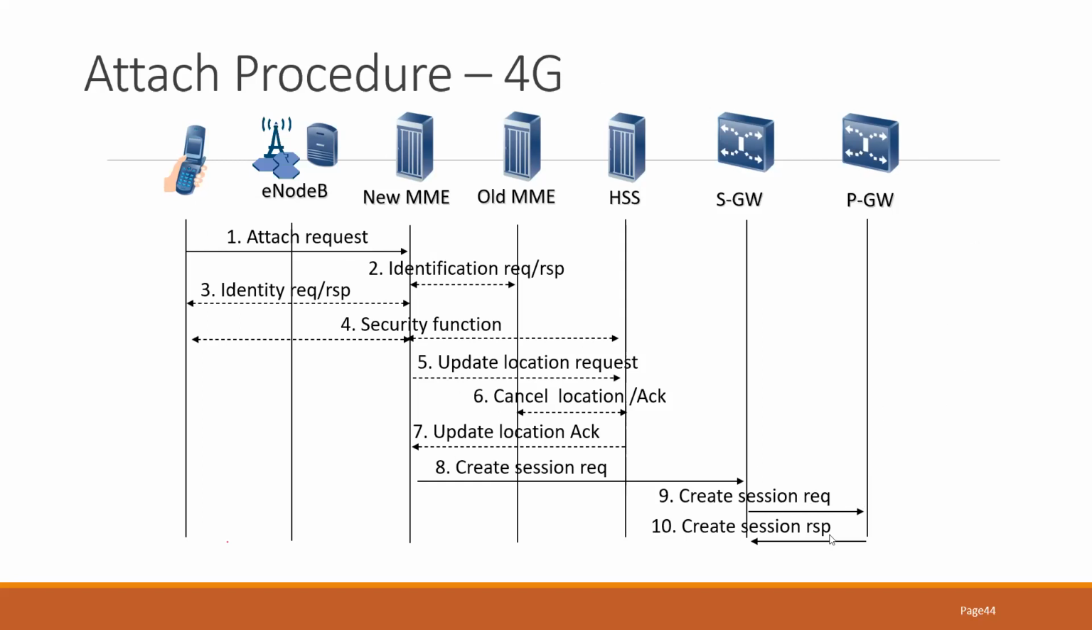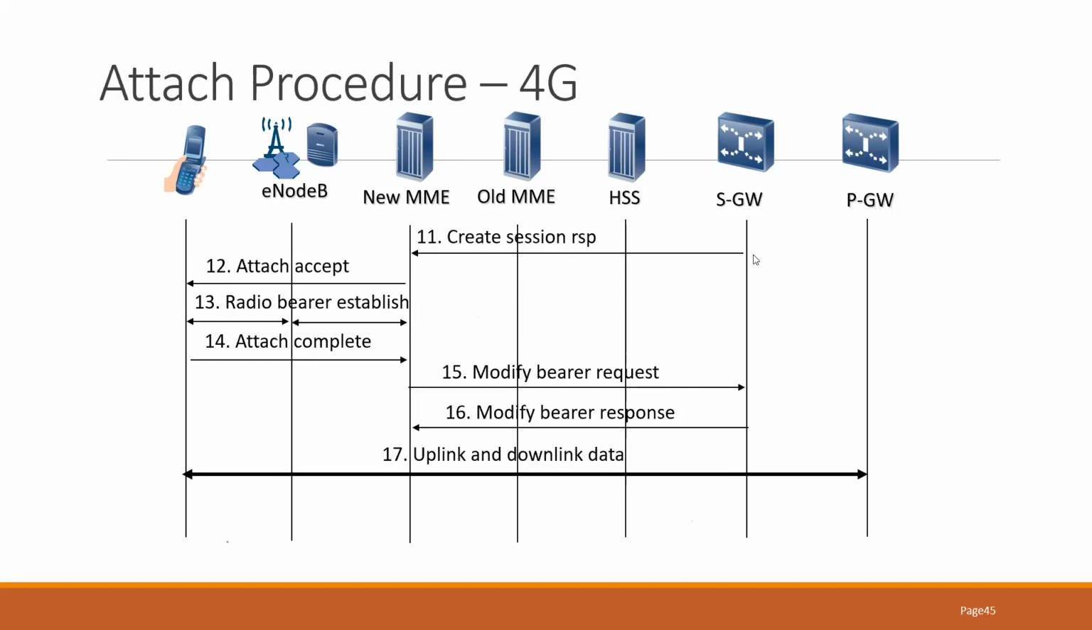So create session response. What you need to know right now is that it will have an IP address. This create session response is sent to the MME with the IP address and the charging ID, and then an attach accept message is sent to your MSISDN with the IP address. Based on that, your radio bearer is established between your MSISDN and eNode B, and eNode B and MME. Then your attach complete message is sent.